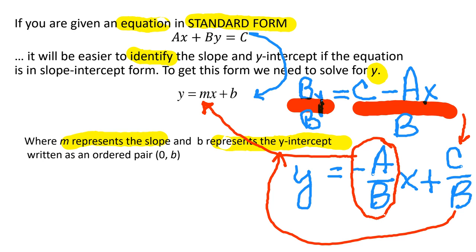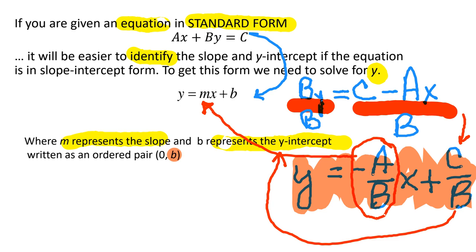We went from standard form to slope-intercept, but we have fractions in my final answer here. And I'm going to make that in orange. These fractions, negative a over b, is my slope. C over b is my y-intercept. That's that b. Symbols. Okay.